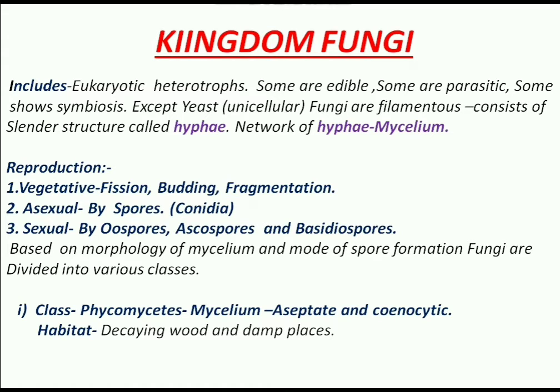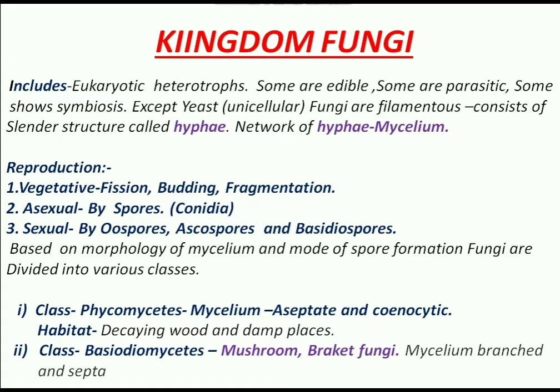Basidiomycetes is the second or the next class of kingdom Fungi. They are commonly known as mushrooms, bracket fungi or the puff balls. The mycelium of these fungi is branched and septate. Vegetative reproduction is by fragmentation, and asexual spores are not found. Example can be agaric.